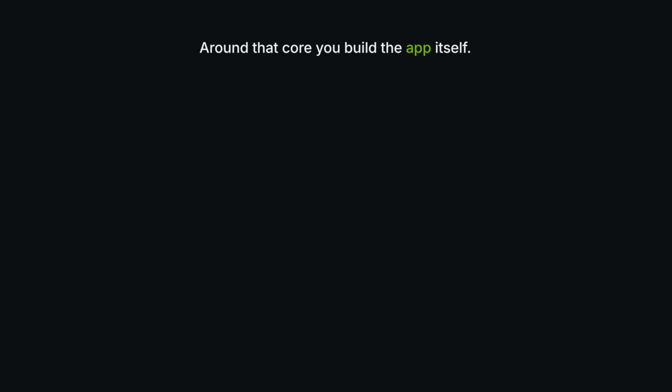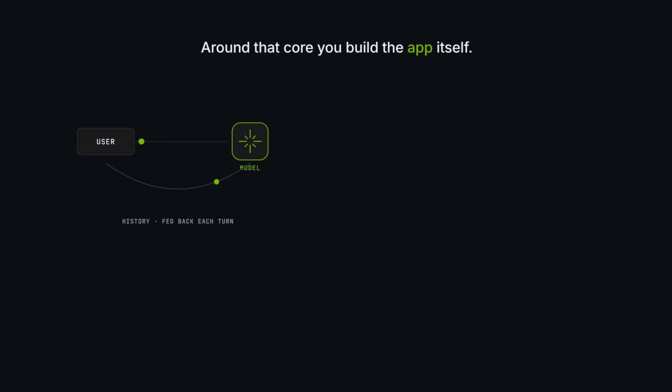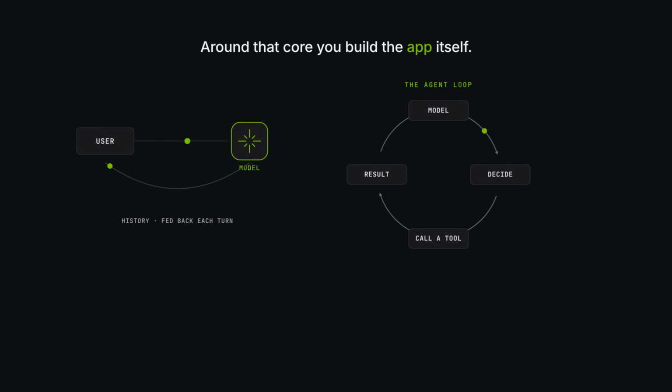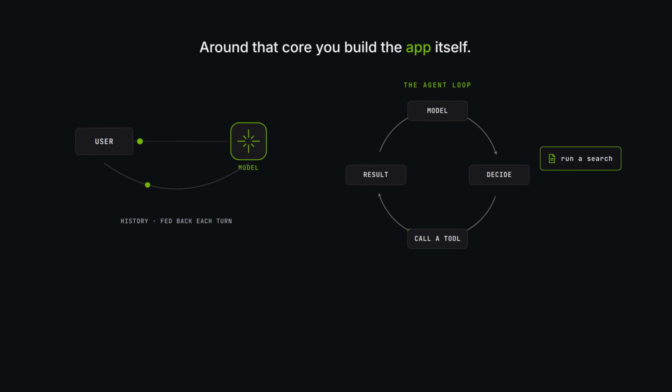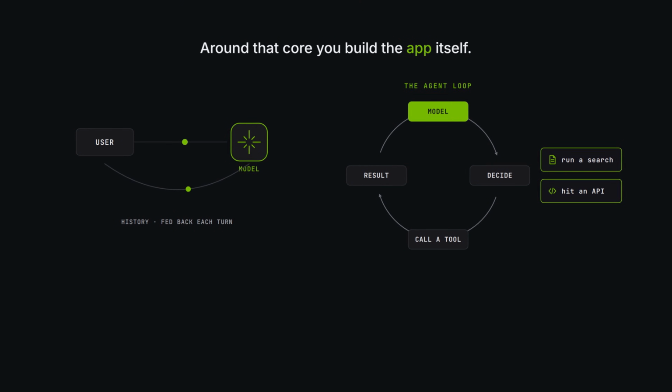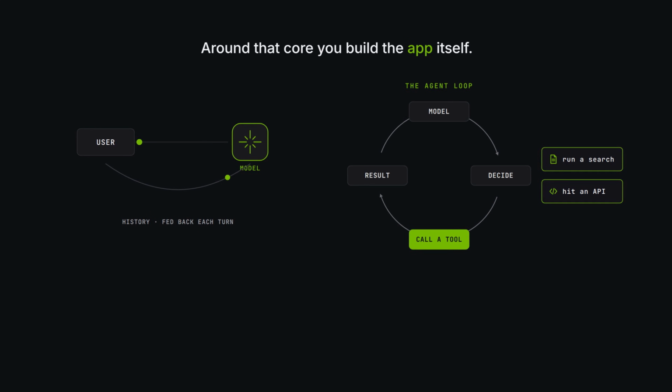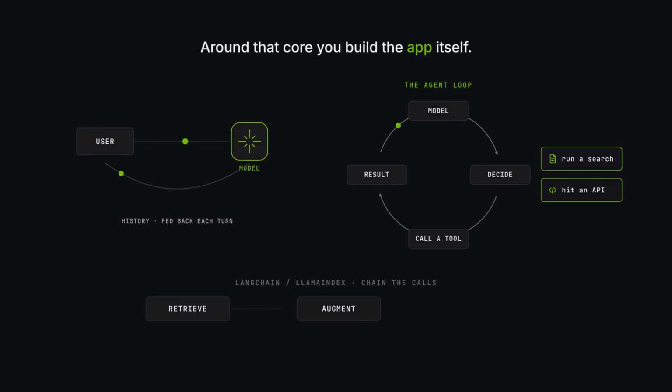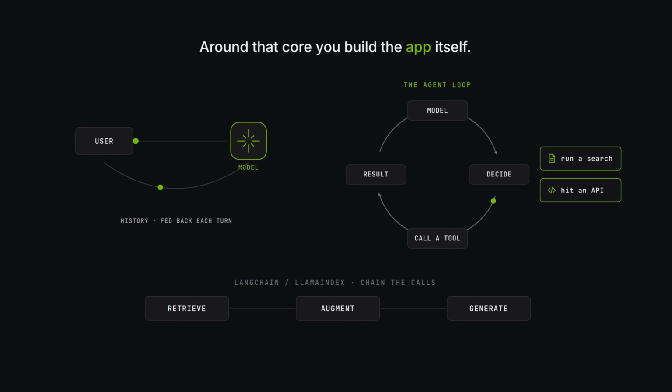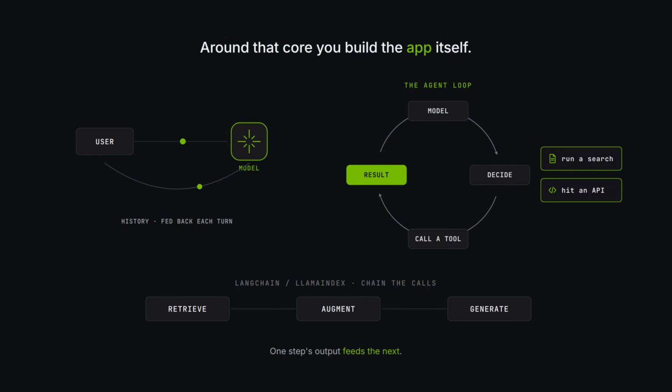Around that core, you build the app itself. A chat app keeps conversation history and feeds it back each turn, and an agent goes further by letting the model call tools, meaning it decides to run a search or hit an API and then continues with the result. LangChain and Llama Index give you the plumbing to chain these calls, one step's output feeding the next.